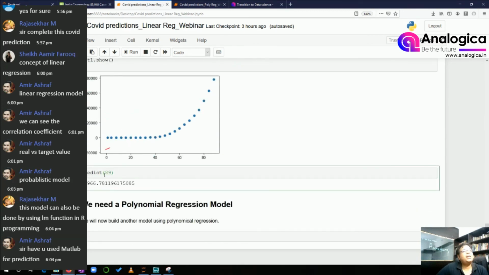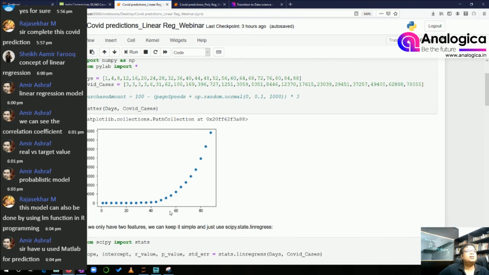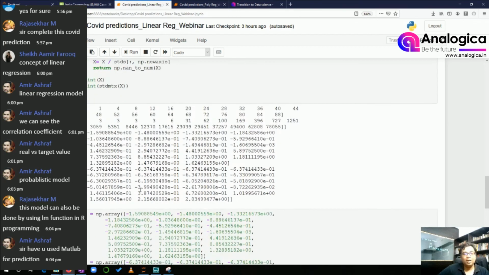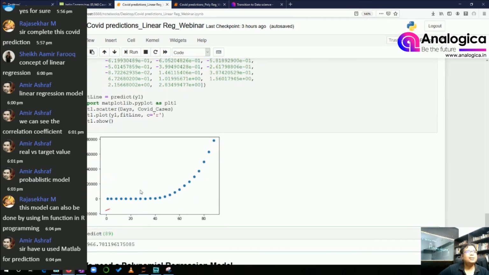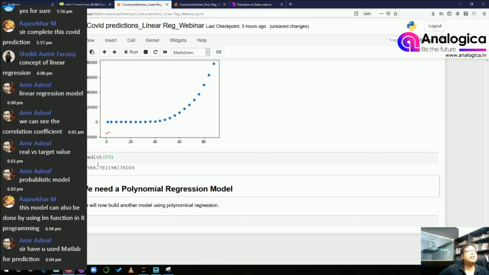So I put predict 89. Why did I put 89? Because until 88 I gave the data to it, right? We have given the data, it has learned. Learning means it has established a natural relationship between them, and then it now gives a value of 44,966.